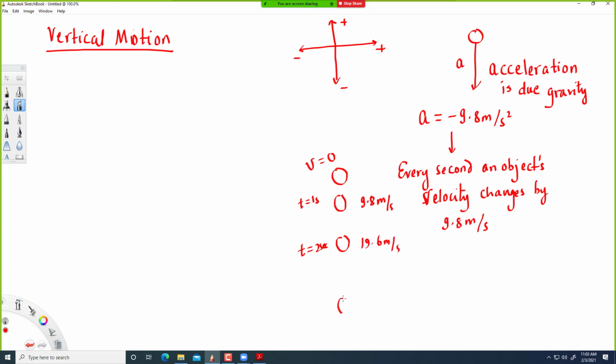In the next second, it'll have 19.6 plus 9.8, so that would be 29.4. And then in the next second, it will have additional 9.8. So every second, the speed or the velocity increases by 9.8 meters per second. That's what this acceleration is.